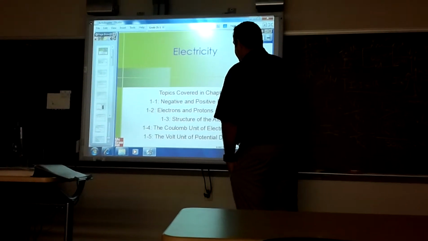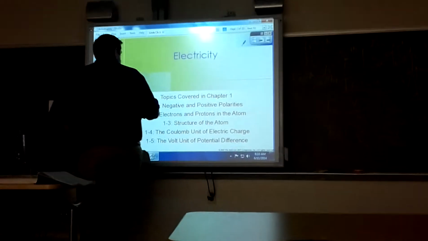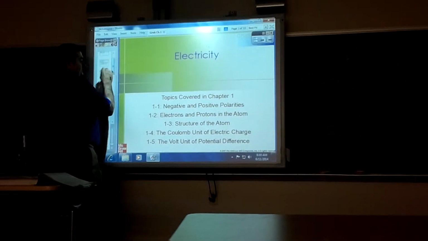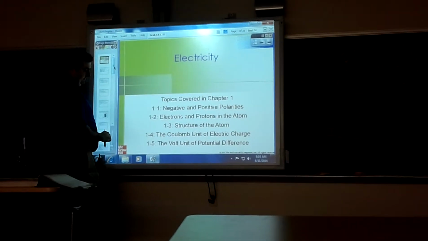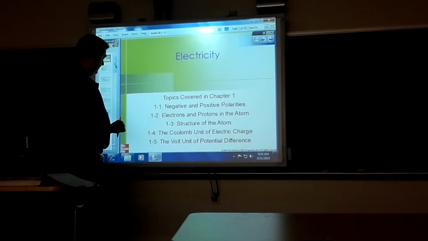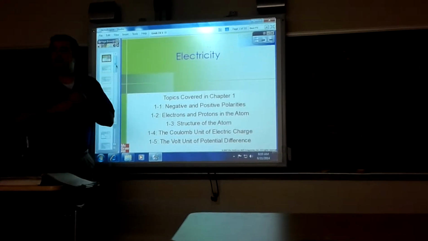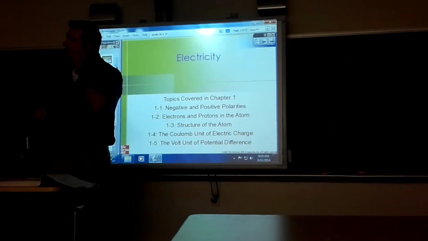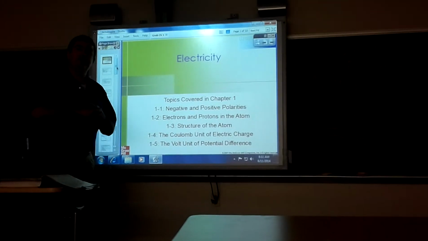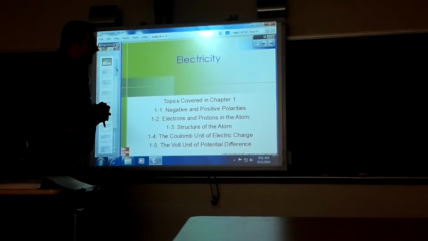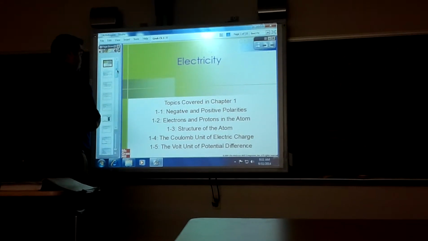So yesterday we talked about the fact that there are negative and positive polarities. We're going to start by dealing with DC voltage, which is direct current in only one direction. Then we're going to move into AC, which is alternating current that periodically reverses in direction.